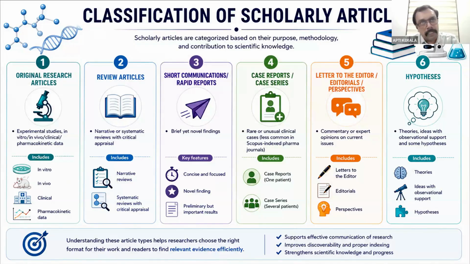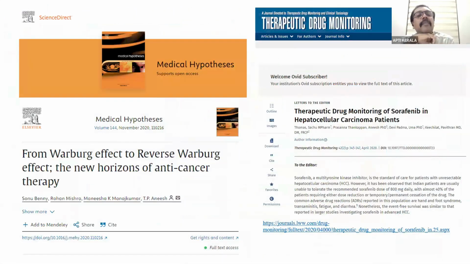Then another thing is the hypothesis. You are just beginning your research, and, like I said, you have only thought about the research question, the research hypothesis, etc. That hypothesis you can publish as an article. That is an initial stage of a researcher, and it can be done in a hypothesis-related article. I will show you one example: a journal known as Medical Hypothesis, which publishes this type.